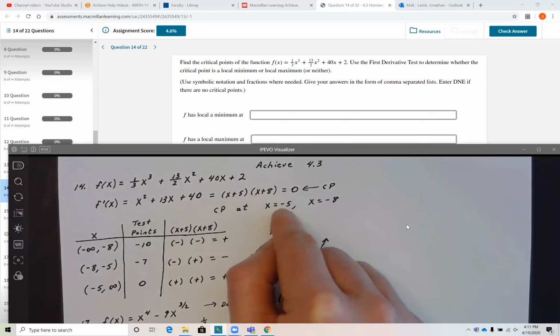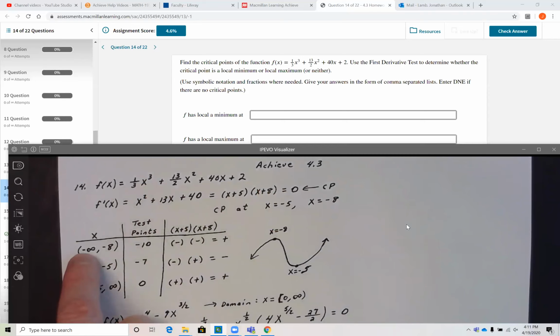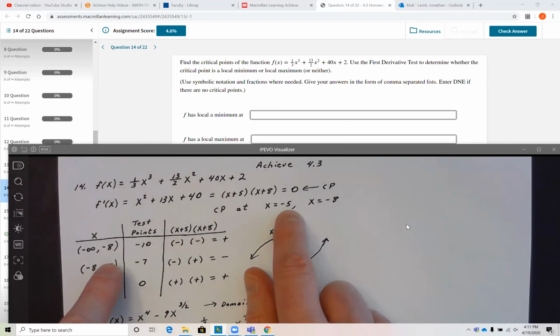Now we take those critical points along with the understood domain from -infinity to infinity of the original function, and we break up that domain into test intervals. So my first test interval has to go from -infinity to the lowest critical point, which is -8. Then my next test interval would go from -8 up to my next critical point of -5. And then finally, I go from -5 up to the end of my domain at infinity.